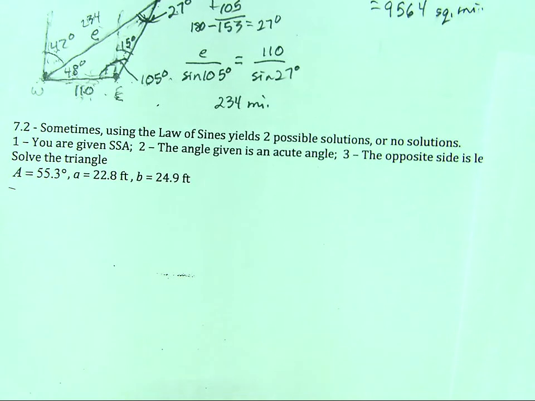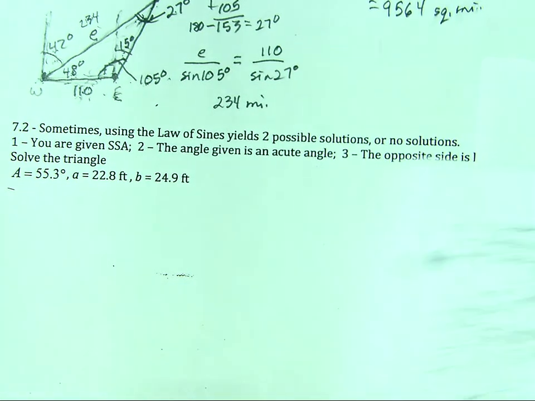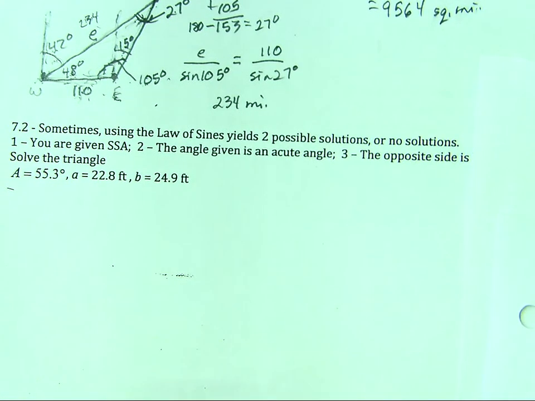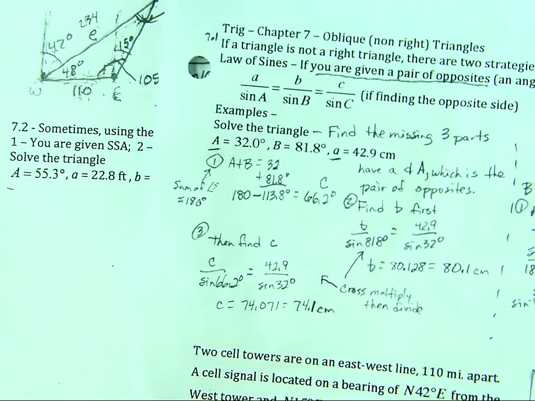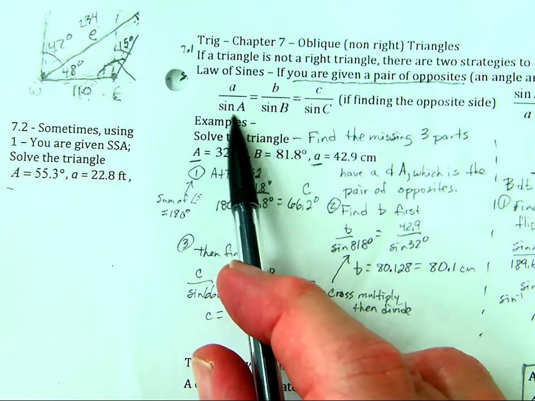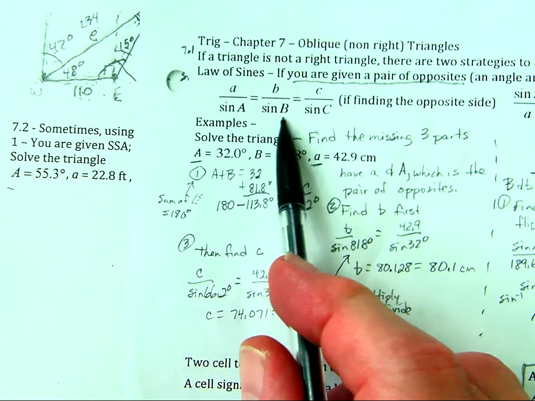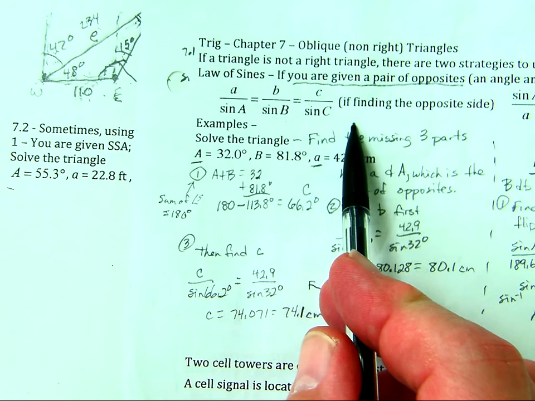Okay, we're back again. We did chapter 7 before Thanksgiving, law of sines. So we did that last week. Remember the law of sines. And the law of sines looks like this: a over sine A equals b over sine B equals c over sine C.